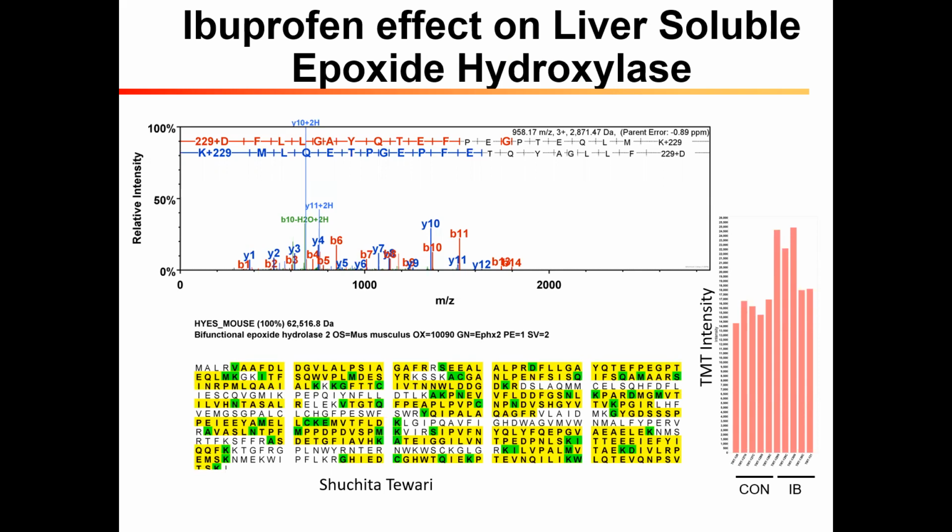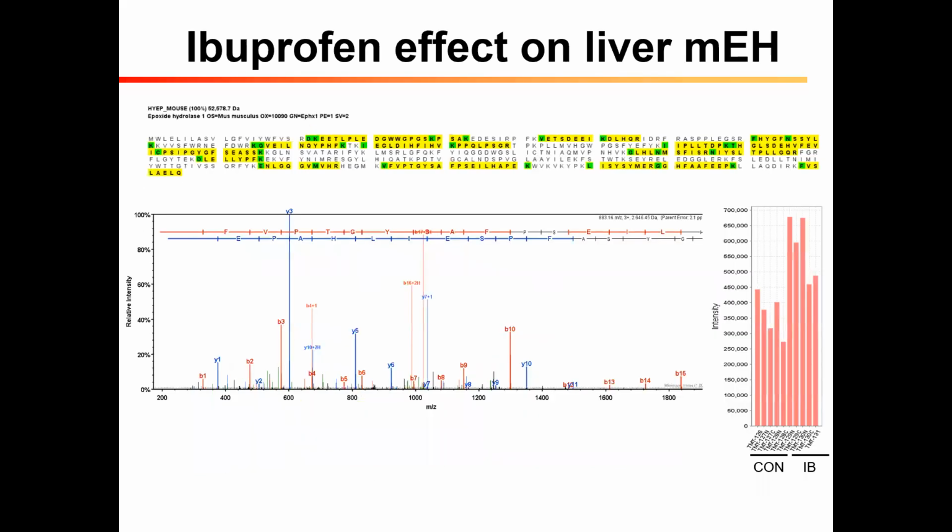Why we wanted to do oxylipid analysis? We found in our mass spec that an enzyme called soluble epoxide hydroxylase was increased by ibuprofen. This is a spectra, and you can see high confidence in it. The raw data is on the right, the control. You can see the levels with ibuprofen of the intensity. And that's another way of saying the amount of that was there. So we wanted to check that.